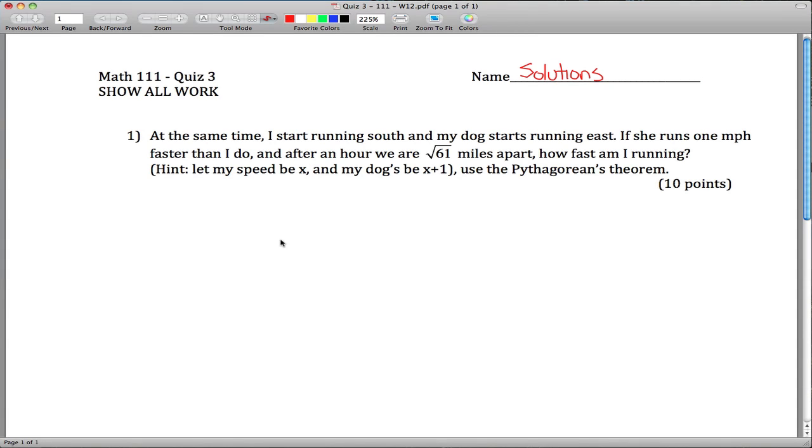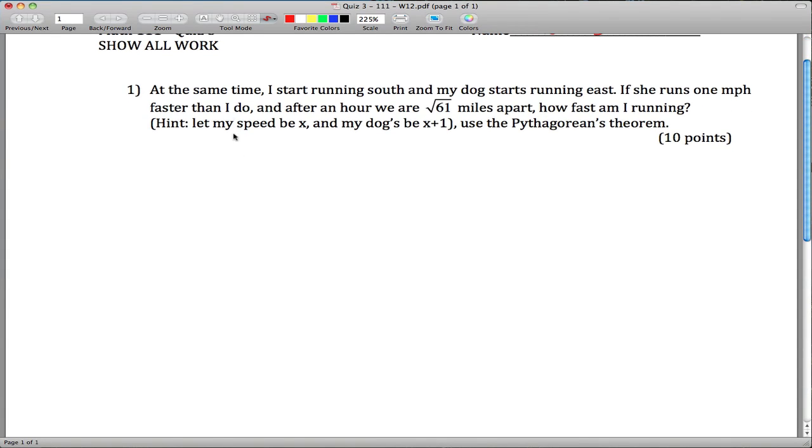Three solutions. Let's see, the first one is a word problem. It's one of those running problems. I start running south. My dog starts running east. She runs 1 mile per hour faster than I do, and after an hour we are the square root of 61 miles apart. So this distance right here is root 61.